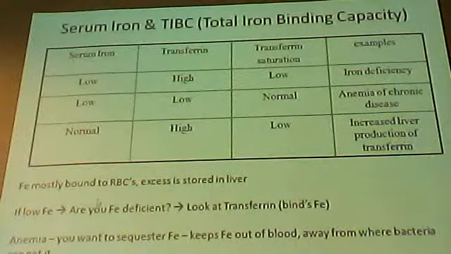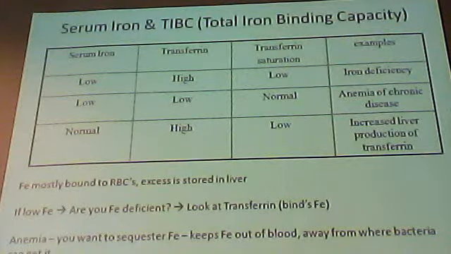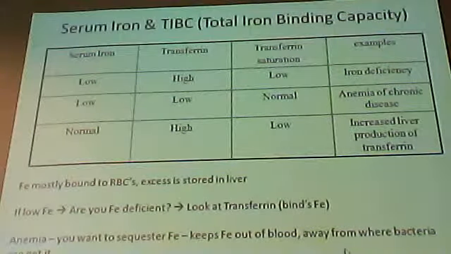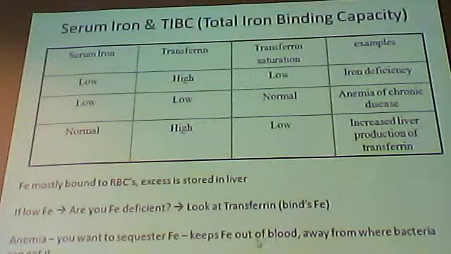Iron is mostly bound to the red blood cells. The excess is stored in the liver, and if you're low on iron, are you iron deficient, you look at the transferrin levels. In anemia, you pick up iron as much as possible to keep it away from bacteria. Bacteria love iron for their metabolism. And transferrin is that plasma protein made in the liver.